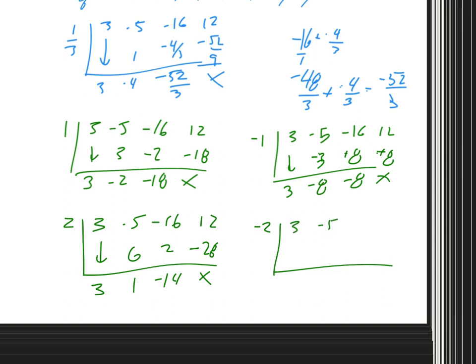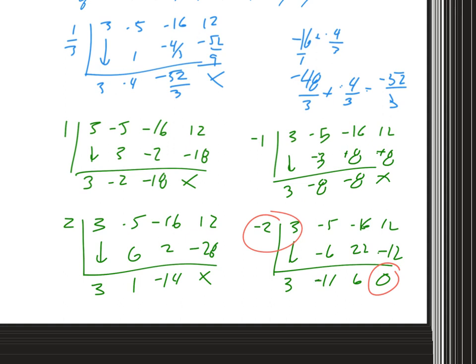3, -5, -16, 12. -6, which is -11, which is 22, which would be 6. Oh, here we go. So we get -12, which gives me 0. All right, found it. So, took a couple guesses, but we got our 0. So, -2 is our first answer.